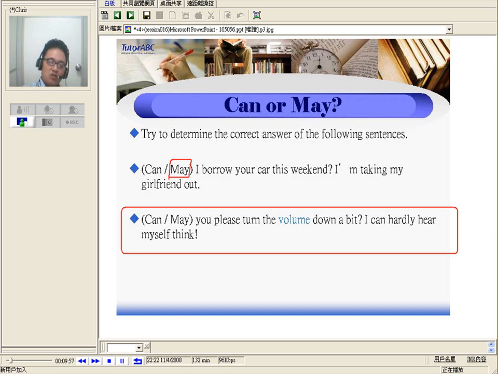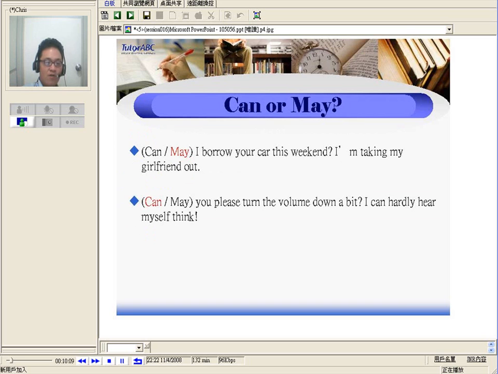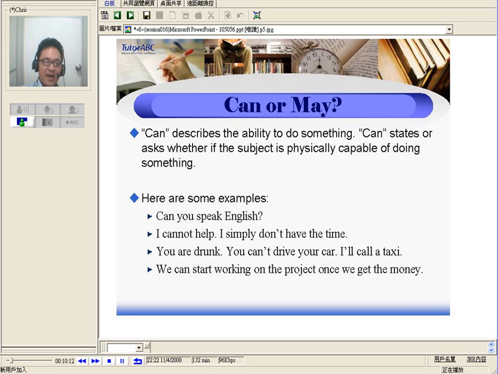Blah, blah, blah, you please turn the volume down a bit. I can hardly hear myself think. Okay, everyone knows that the answer is can. So I guess that most of you already know the difference between may and can. But just to make sure, please remember that can describes the ability, okay, the ability to do something, whether you have the ability or not. Can states whether the subject is physically capable of doing something.